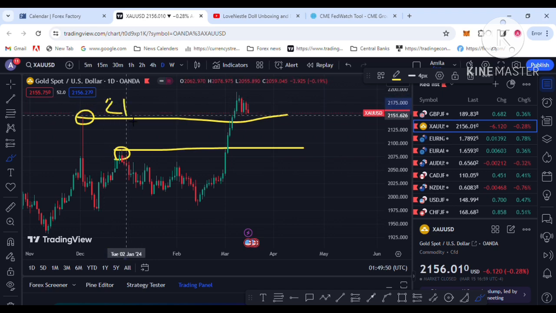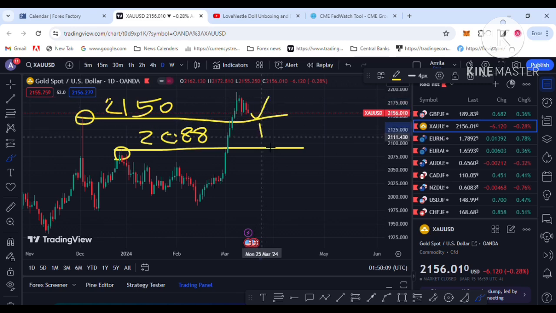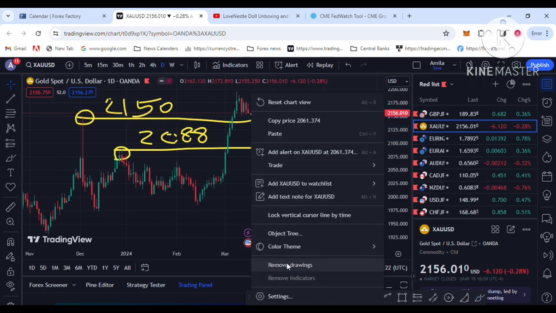2150 is one support level, and the next support level is the 2088 level. Those are the two support levels where gold can find support. Technically, these are the levels you should remember. Price can be supported there, as left-side resistance becomes support. Simple technical theory. So let's go to the economic data next week.